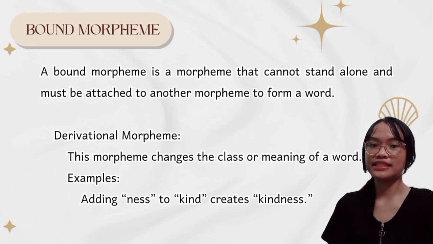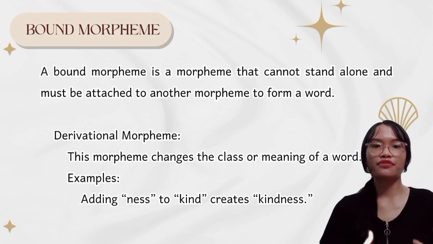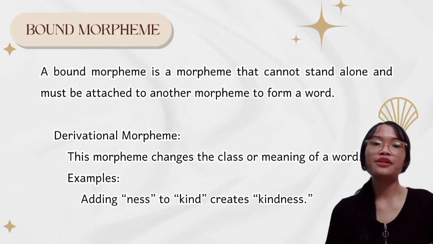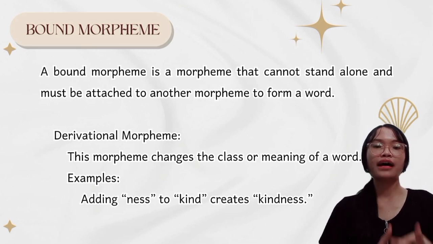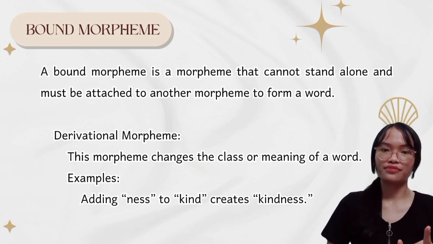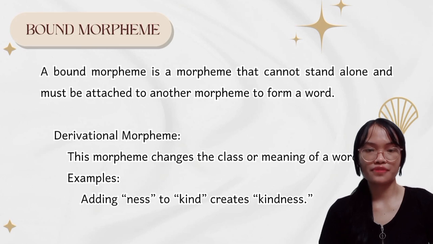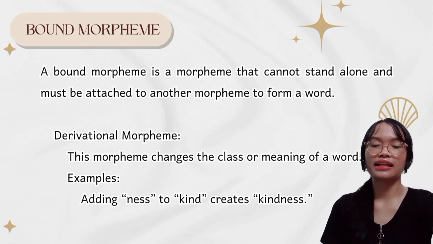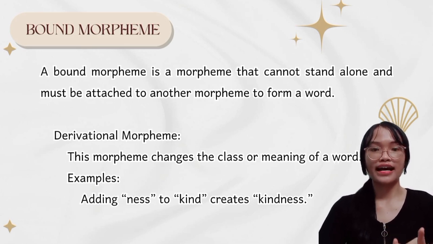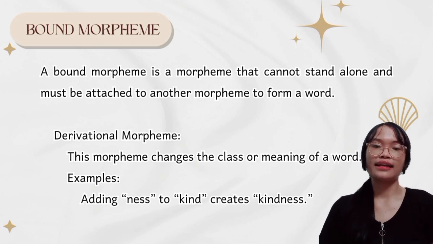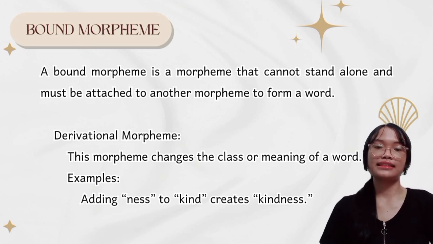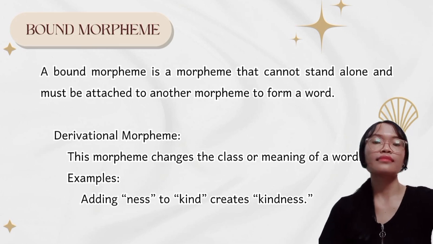Next, I will explain bound morpheme. A bound morpheme is a morpheme that cannot stand alone and must be attached to another morpheme to form a word. There are two types of bound morpheme: derivational morphemes and inflectional morphemes. Derivational morphemes change the class or meaning of a word. For example, adding ness to kind makes kindness, adding ment to develop makes development, and adding less to hope makes hopeless.